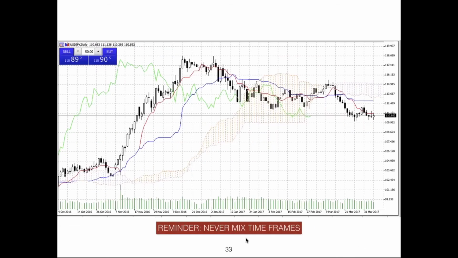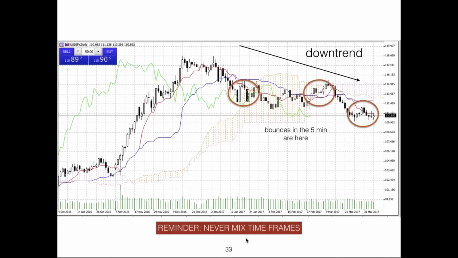Now, the previous trade on the USD JPY was a 5-minute trade that is on an uptrend, while the daily chart is on a downtrend. So when we traded the 5-minute chart, we were actually trading against the general trend. These were the small bounces that you find in the 5-minute chart.